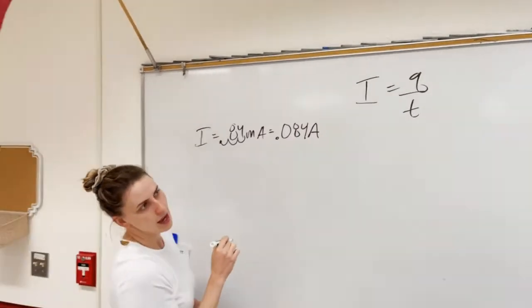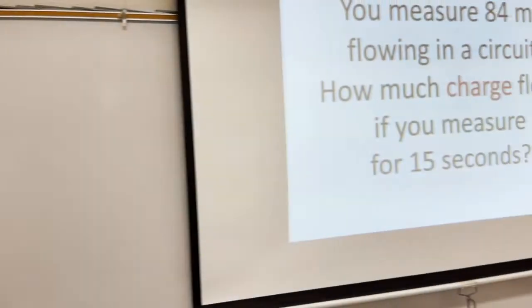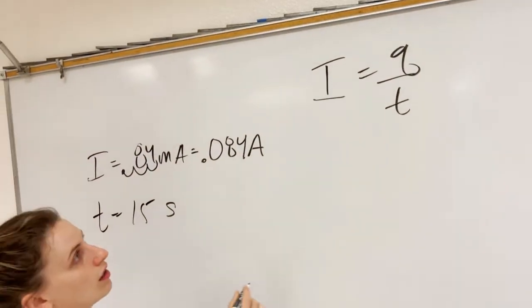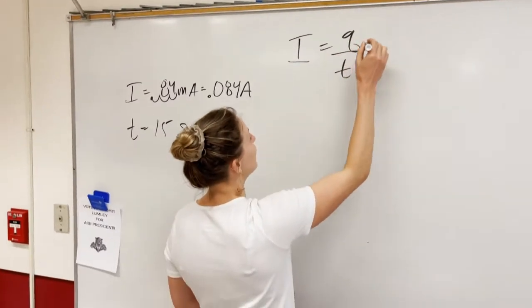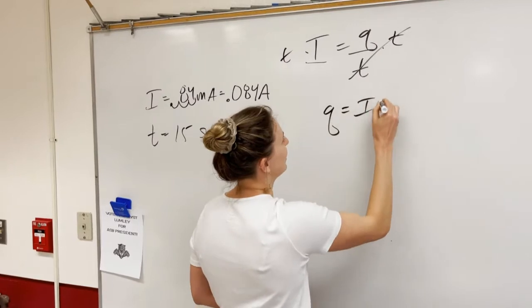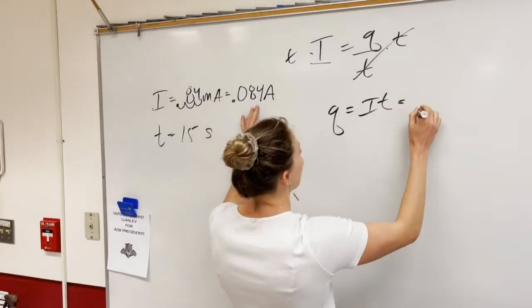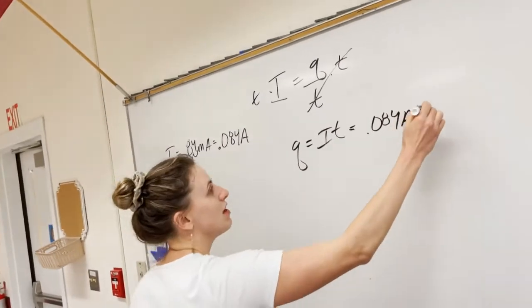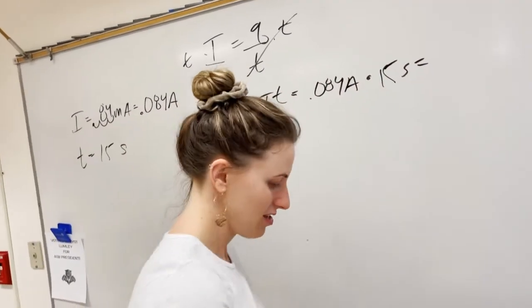Milliamps, which equals 0.084 amps. What else is up there? 15 seconds. Time is 15 seconds. So how do you solve that equation for charge? Charge is I times t, and I is 0.084 amps times 15 seconds.